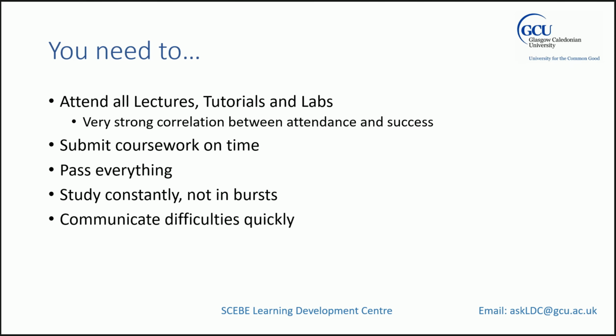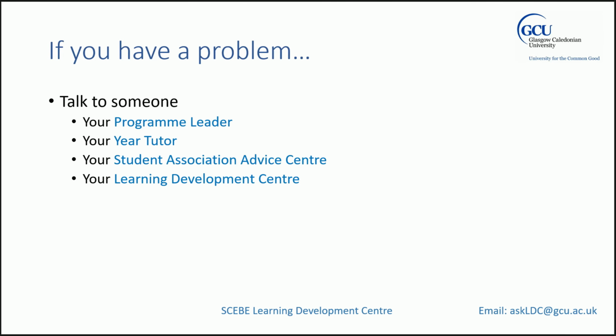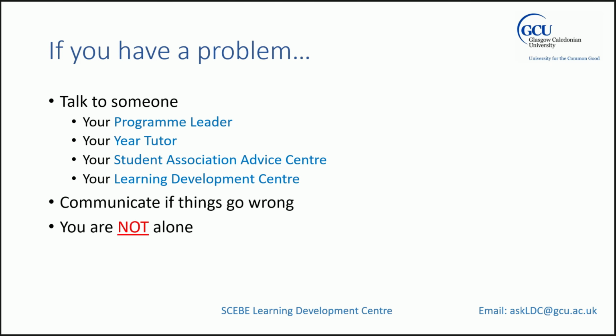And communicate difficulties quickly. If you have a problem, talk to someone. Your programme leader, your year tutor, your student association advice centre, your learning development centre. Talk to any member of staff. If they're not the person that can help you right then, they'll certainly point you in the direction of someone who can. And communicate if things go wrong. You are not alone.